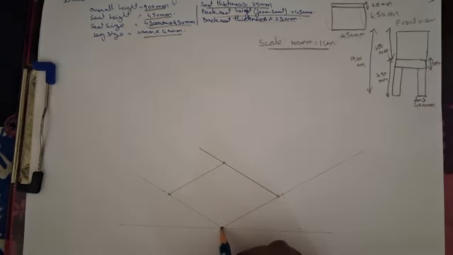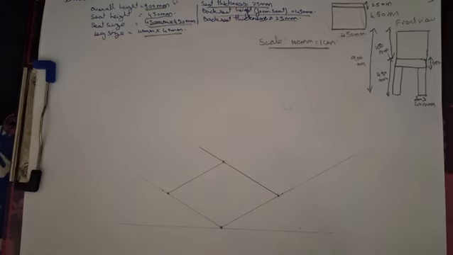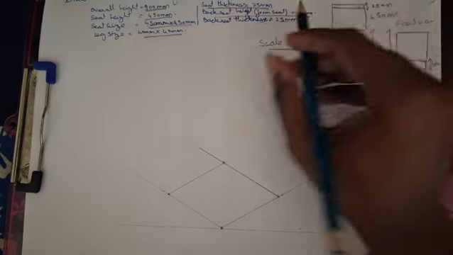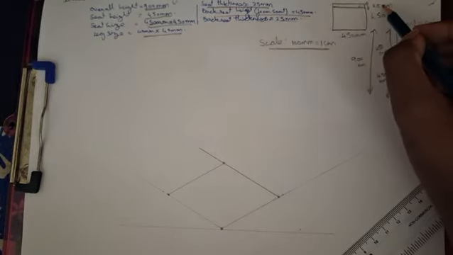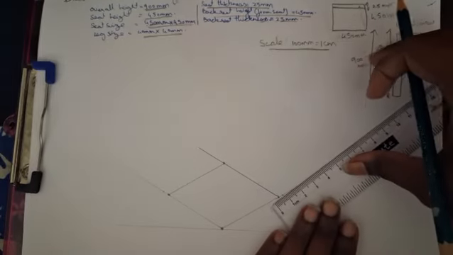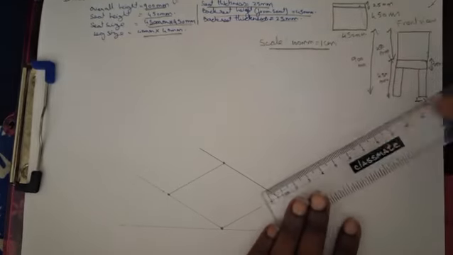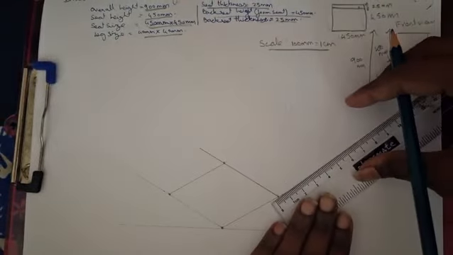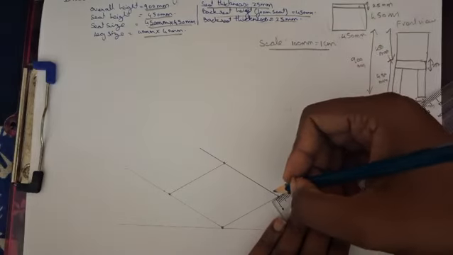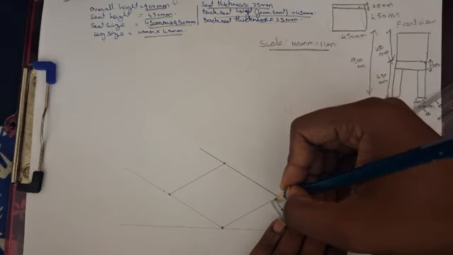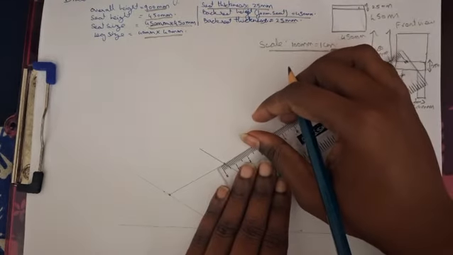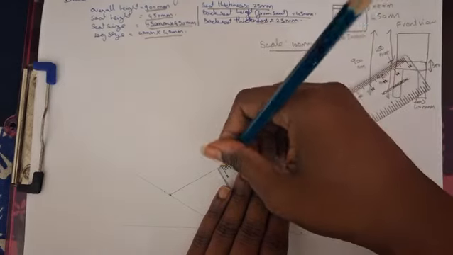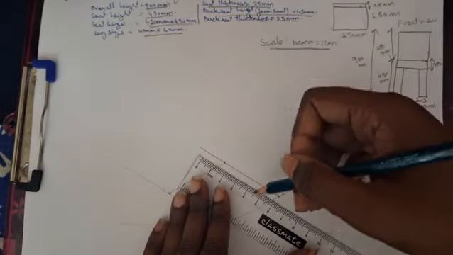Now I have drawn the top view of the chair, and we also need to mark the backrest thickness, which is 25 mm. So 25 mm will be 0.25 centimeter. And I am just going to connect.